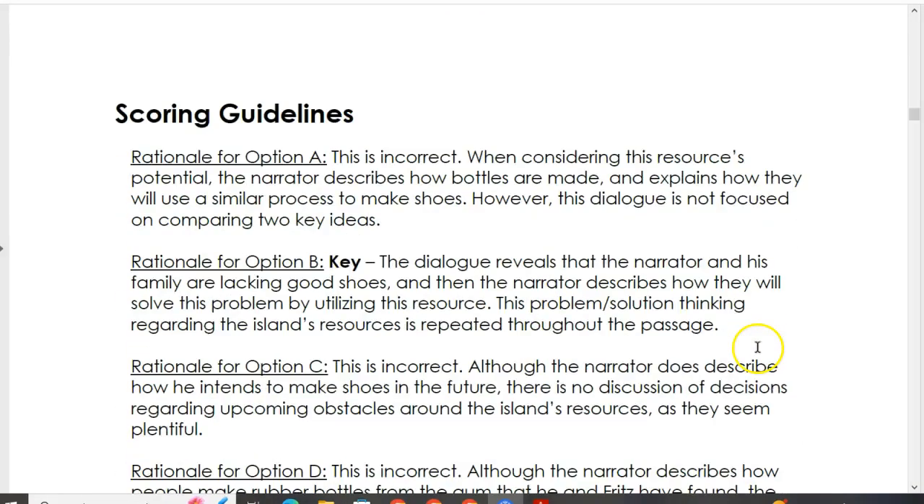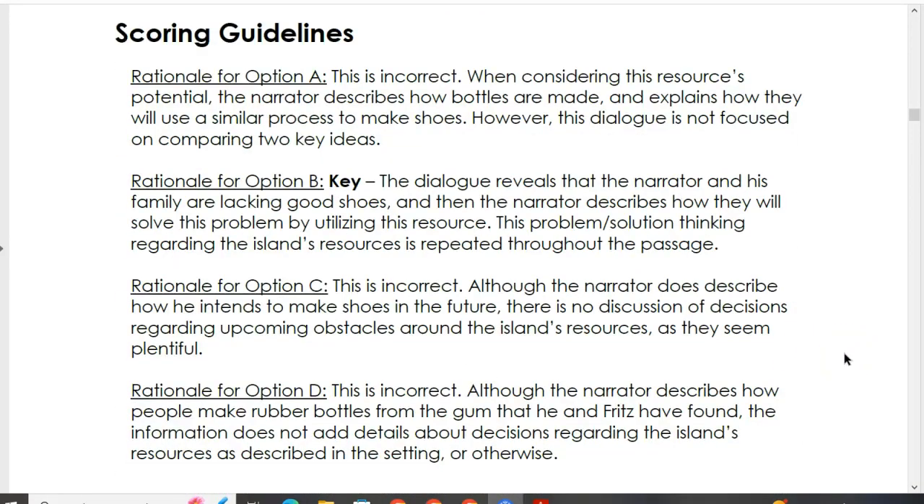Scroll down, and this is B. The dialogue reveals that the narrator and his family are lacking good shoes, and then the narrator describes how they will solve this problem by utilizing this resource. This problem-solution thinking regarding the island's resources is repeated throughout the passage. So again, if you missed it, please pause the screen and read your rationale.